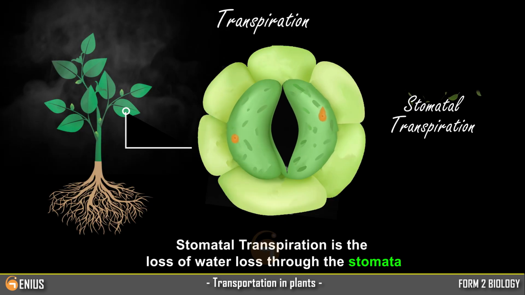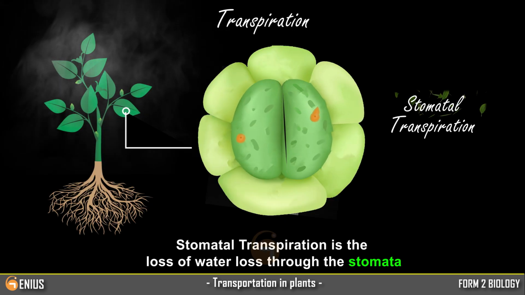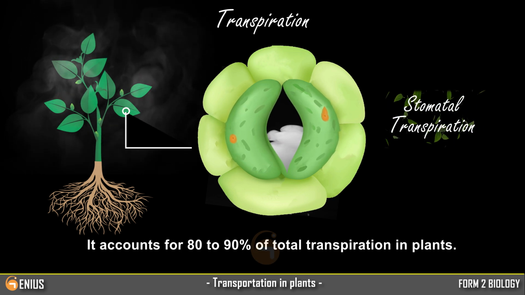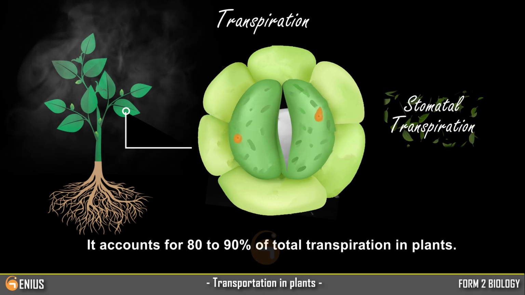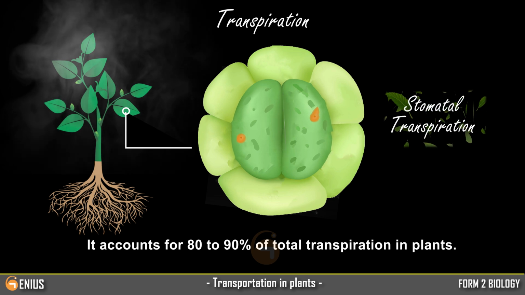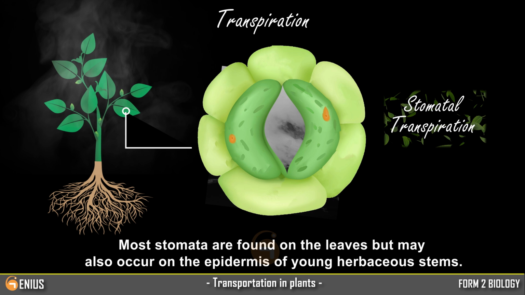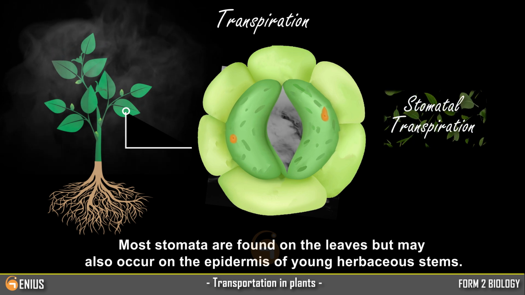Stomatal transpiration is the loss of water through the stomata. It accounts for 80 to 90% of total transpiration in plants. Most stomata are found on the leaves, but may also occur on the epidermis of young herbaceous stems.